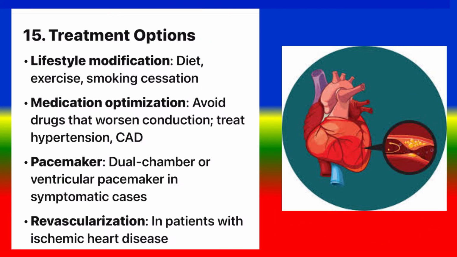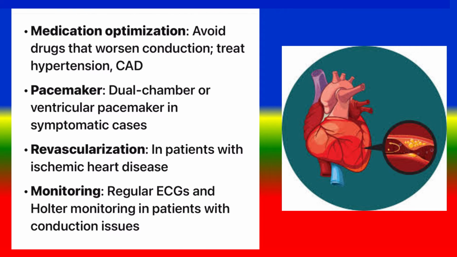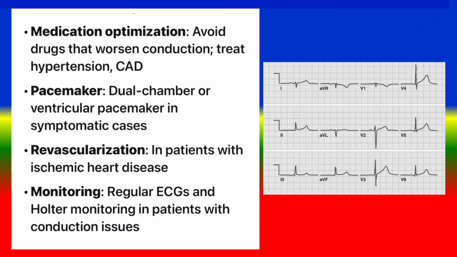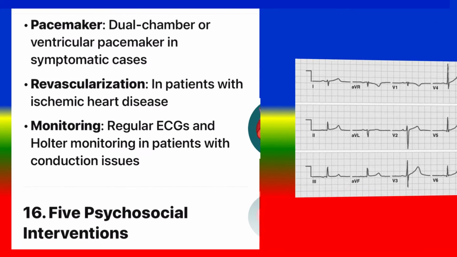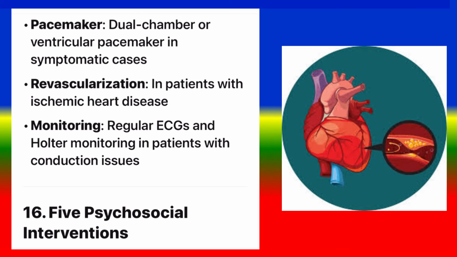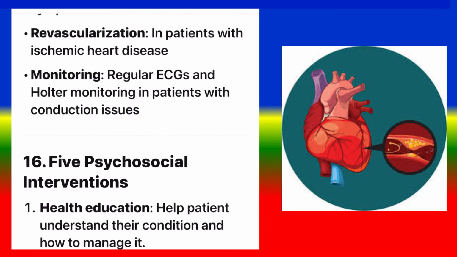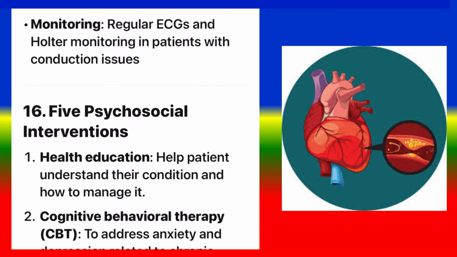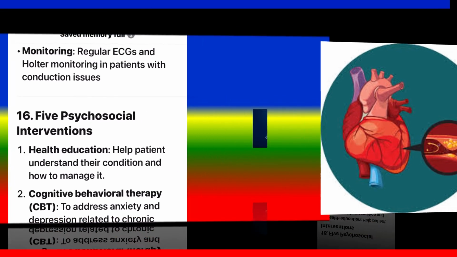15. Treatment options. Lifestyle modification: diet, exercise, smoking cessation. Medication optimization: avoid drugs that worsen conduction, treat hypertension, CAD. Pacemaker: dual chamber or ventricular pacemaker in symptomatic cases. Revascularization in patients with ischemic heart disease. Monitoring: regular ECGs and Holter monitoring in patients with conduction issues.